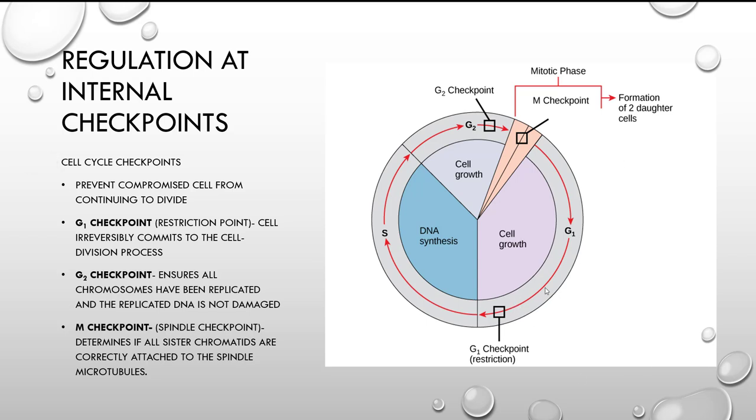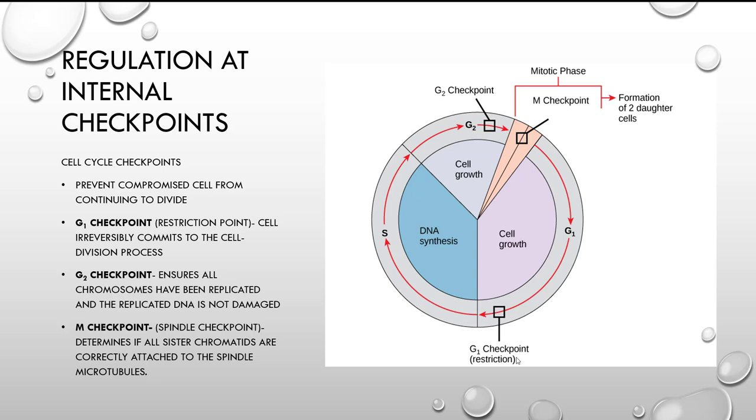So this will prevent a cell from dividing when it should not divide. Okay, so we actually have three of them. We have a G1 checkpoint, so that occurs during the G1 phase of the interphase. We have a G2 checkpoint that occurs during the end of the G2 phase. And then we have an M checkpoint, so that occurs during the middle metaphase of the mitotic phase.